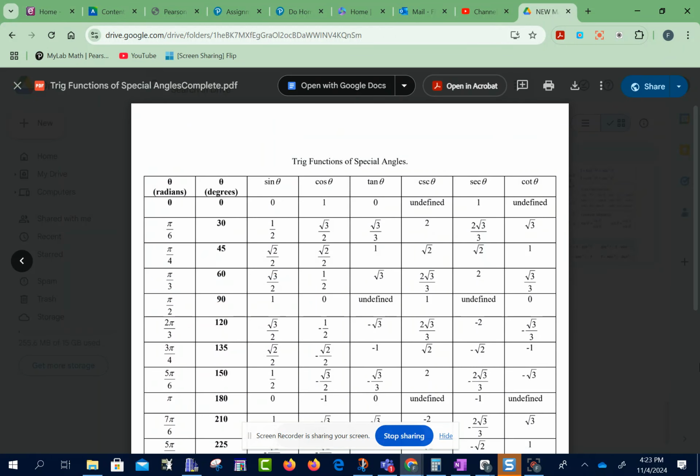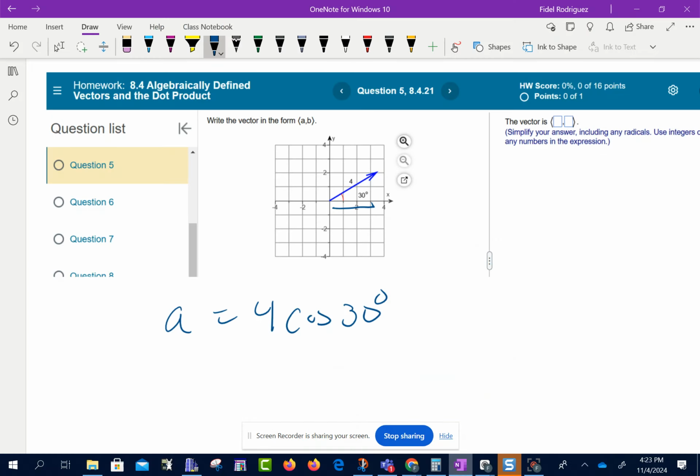There we go. Okay, so I'm looking for the cosine of 30 degrees. Cosine of 30 degrees is square root of 3 over 2. So this is 4 times the square root of 3 over 2. So 2 goes in there twice. So my horizontal component is going to be 2 square roots of 3. So right here, I'm going to enter in 2 square roots of 3.